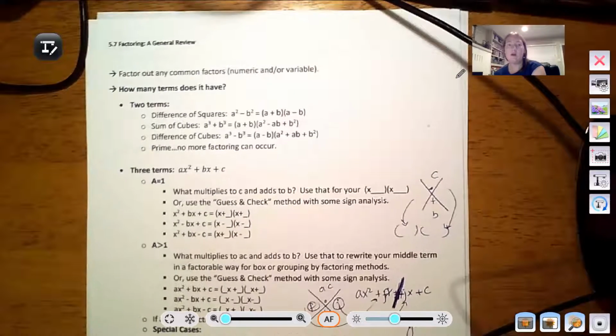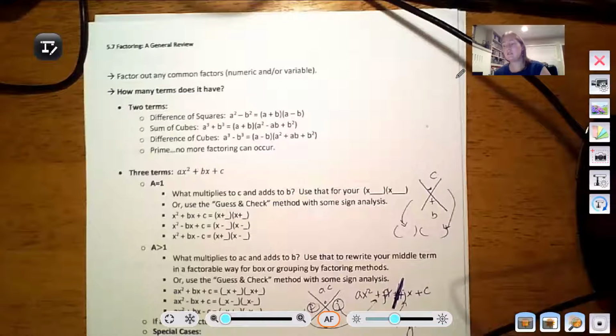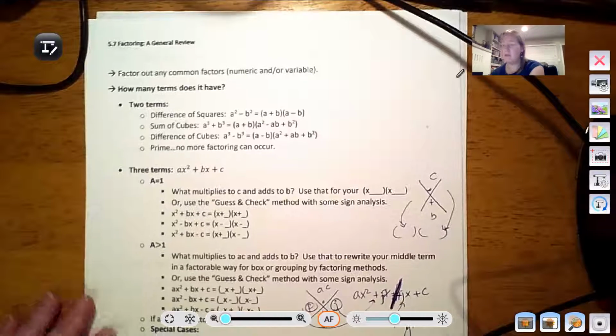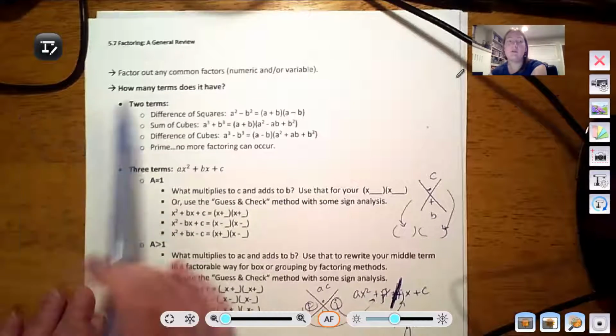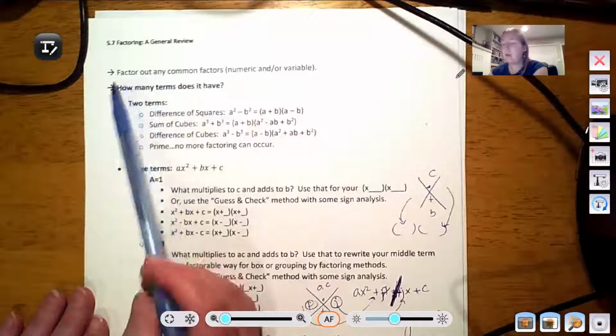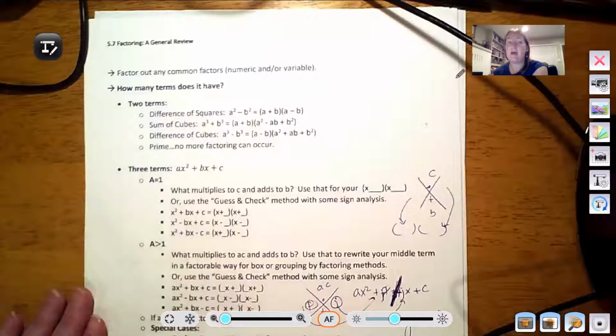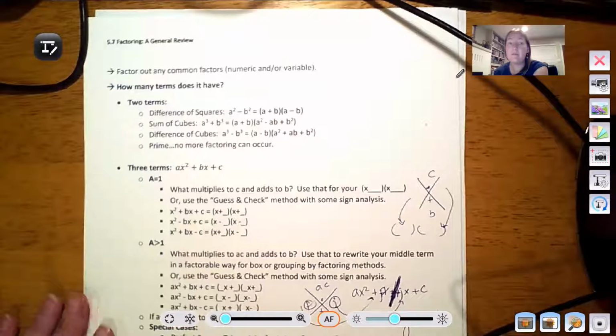Good evening. So I'm going to pick up with 5.7. I started this actually last time and then realized it was for this week's material. So we'll go over it a little bit more again. 5.7 is on factoring. It's just a review.